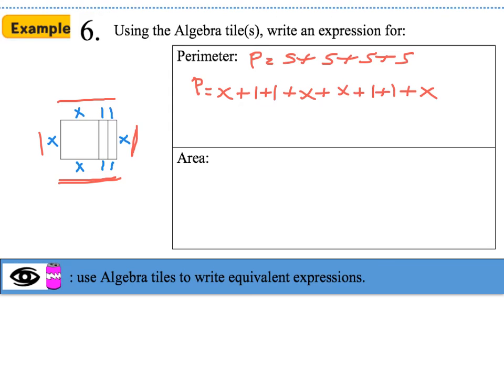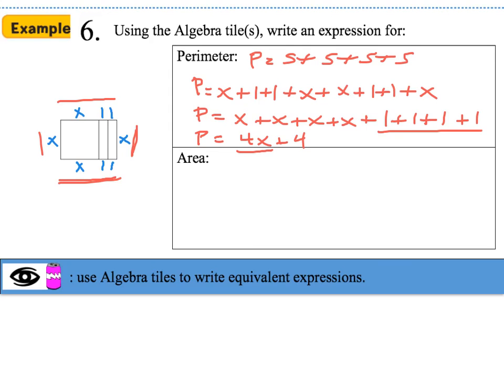So now using the commutative property of addition, we can go ahead and organize our x terms together and all of our constants together. So now what we can do is we can combine all of our like terms. So for perimeter, we have 4 x's, so we can write x plus x plus x plus x as 4x, because we have 4 of them. And then we can combine all of our constants as 1 plus 1 plus 1 plus 1, and we get 4. So we can't combine this further because this term has an x and this term does not, so we're going to write our perimeter as 4x plus 4 units long. That's how long it is around the entire shape.